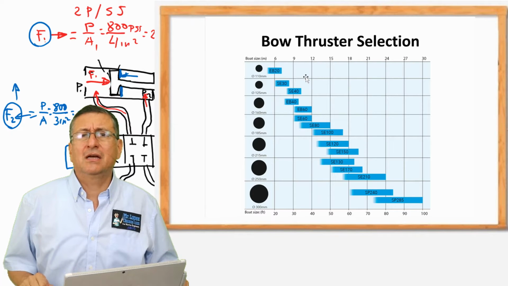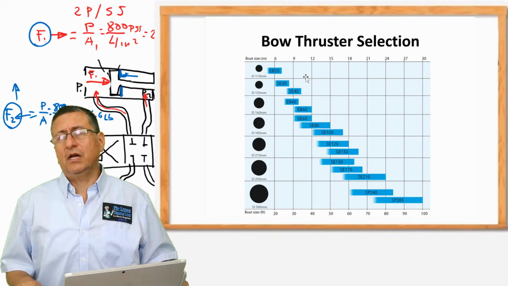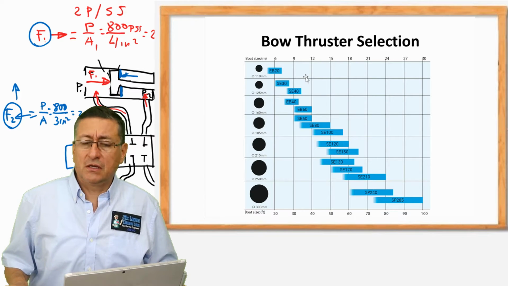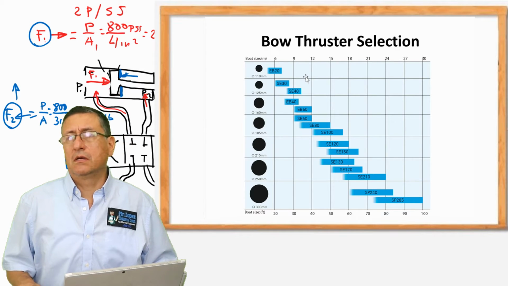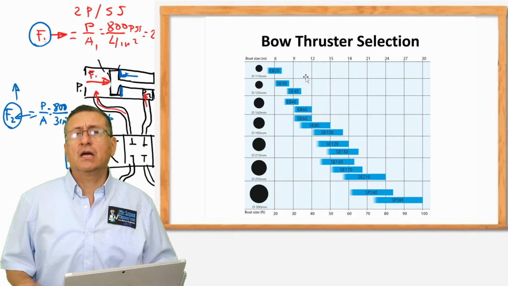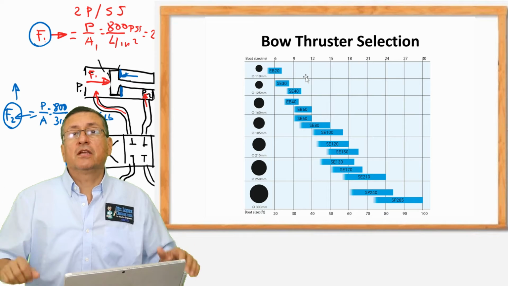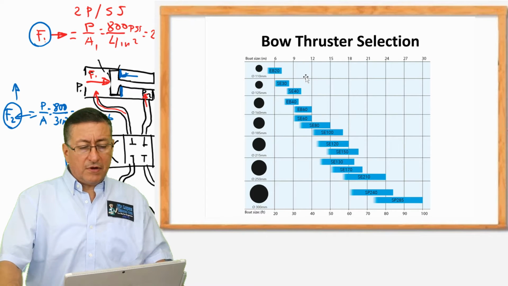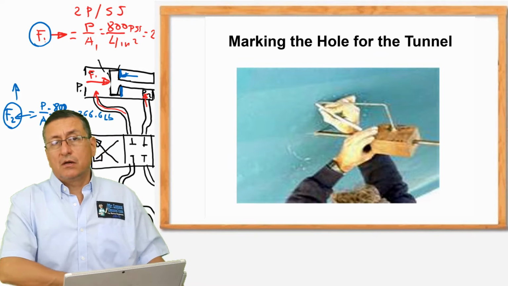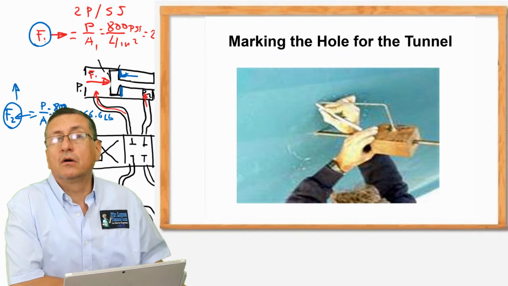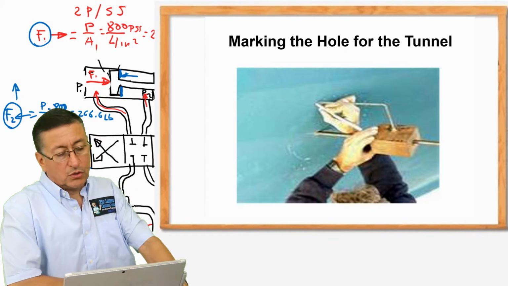It's not complicated. Depending on the manufacturer, you call the manufacturer, you explain to them the make of your boat, the type of propulsion system used, and the length of the boat, and they recommend the bow thruster specific for that boat. Okay, you have the recommended bow thruster, and now we are going to mark on the hull in order to cut the hole. There are different tools to mark.